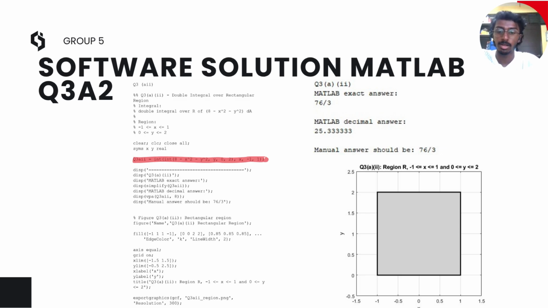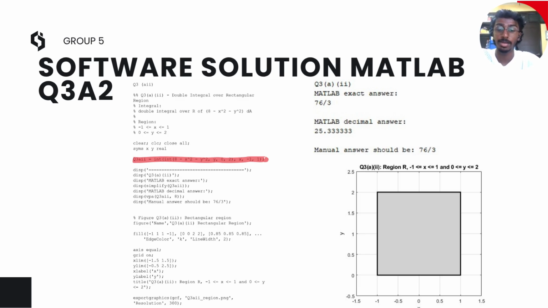Now I will present the MATLAB simulation part for question 3a Roman 2. We are given a double integral over a rectangular region. The function is 8 minus x square minus y square and the region is from x equals negative 1 to x equals 1 and from y equals 0 to y equals 2. The manual calculation gives a final answer 76 over 3. So the purpose of the MATLAB simulation is to verify this manual answer.